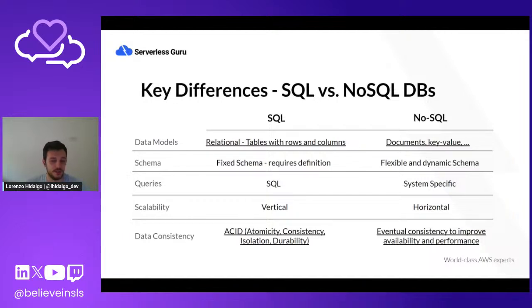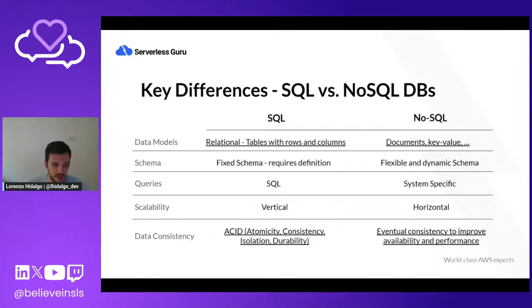Scalability. SQL is vertical, meaning that every single time you want to make your database more performant, you need to load it on a more performant machine or EC2 instance or computer. With NoSQL, it's horizontal, meaning that you can just add a new machine, but this is all handled by AWS directly.